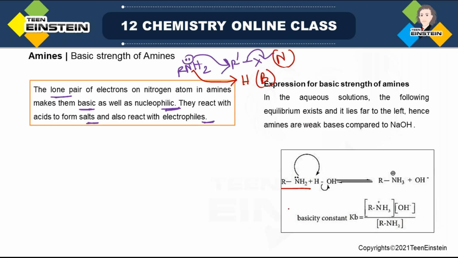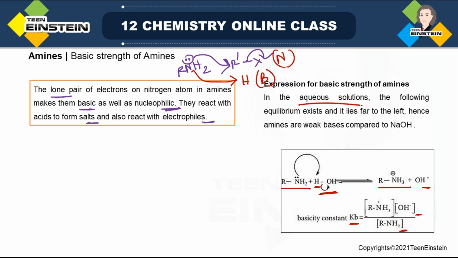Suppose you have taken this amine RNH2 in water. This lone pair will be capturing this H of water. It will be converted to this type of salt, and HO minus will be there. Now the Kb value for this reaction is the concentration of protonated amine times the concentration of hydroxide, divided by the concentration of unreacted, that is undissociated, RNH2. Water is not considered because it is present in excess. So this is the basicity constant Kb.